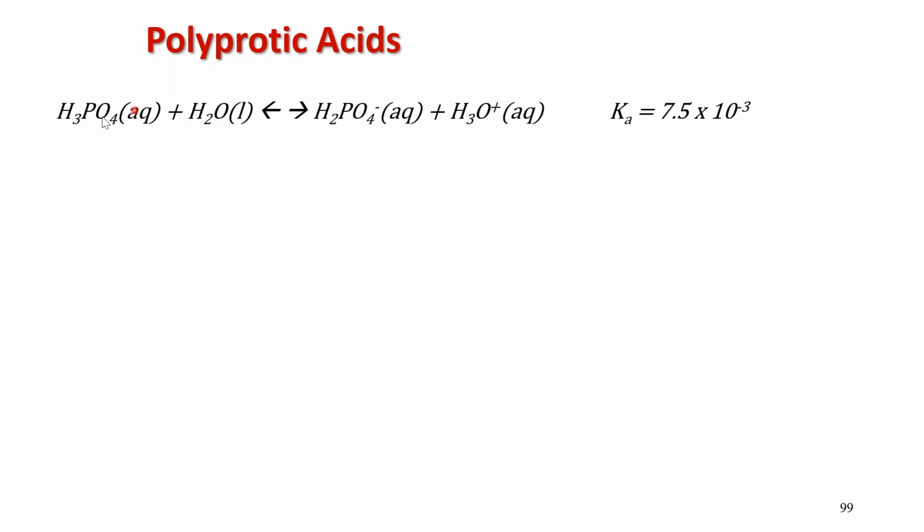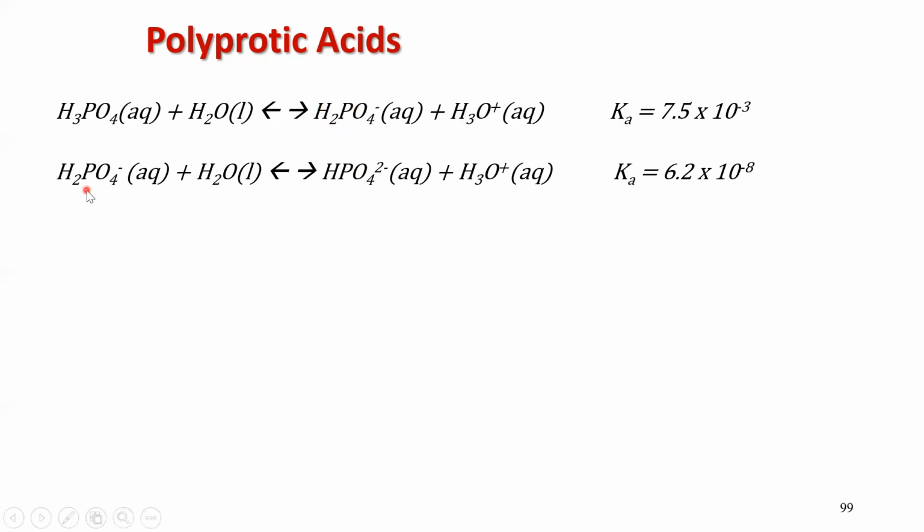time. So if we have phosphoric acid, the conjugate base of phosphoric acid is dihydrogen phosphate. So we're going to remove 1 hydrogen ion. It's going to join up with water. We're going to produce dihydrogen phosphate ions and hydronium ions. And the Ka value for this first step is 7.5 times 10 to the minus 3. But the conjugate base that's produced in the first step has hydrogen ions in it.